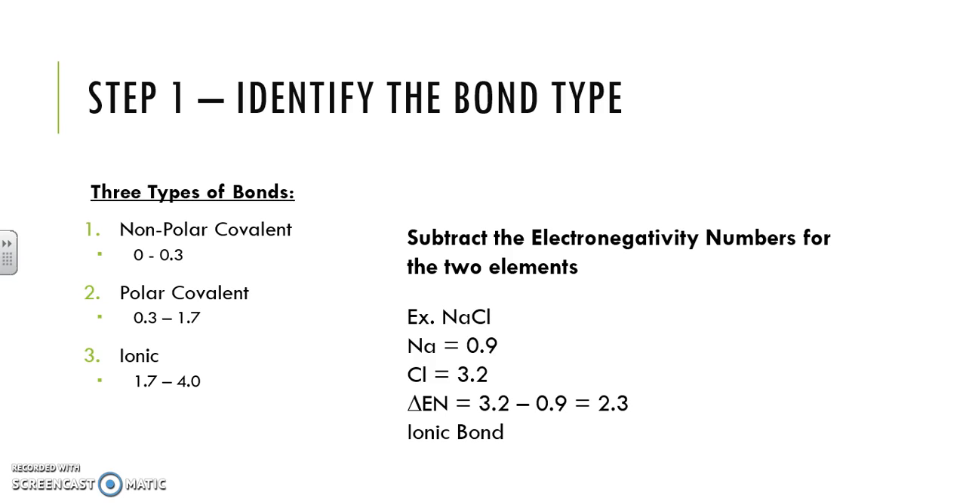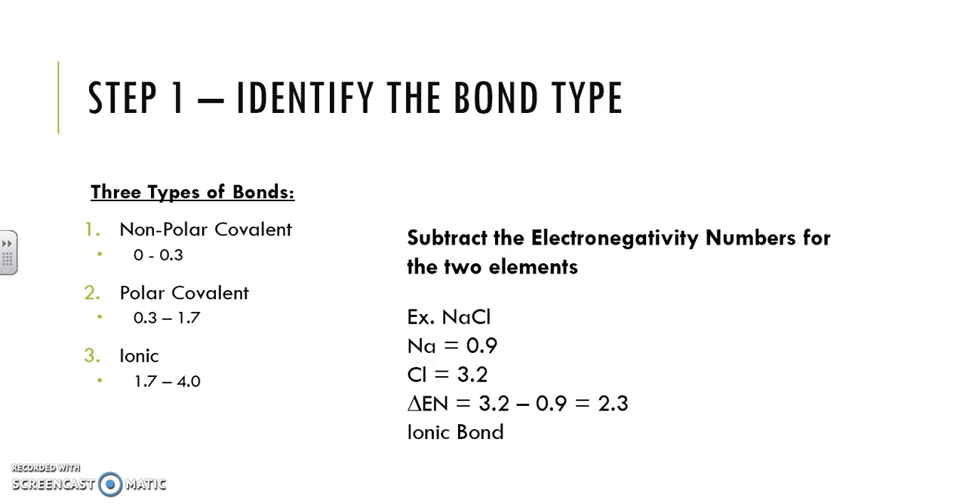So let's take a look at an example. Here's NaCl. So I went ahead and I looked up the electronegativity values for both sodium and chlorine. I found that sodium was 0.9, chlorine was about 3.2. I subtracted them, and I found the difference of 2.3. Now, when you're subtracting them, take the absolute value of the answer. You don't have to worry about the sign here. So 2.3 is the difference in my electronegativity. I can determine that there's an ionic bond between the Na and the Cl.